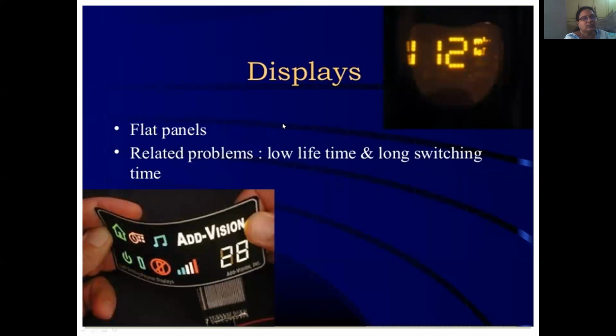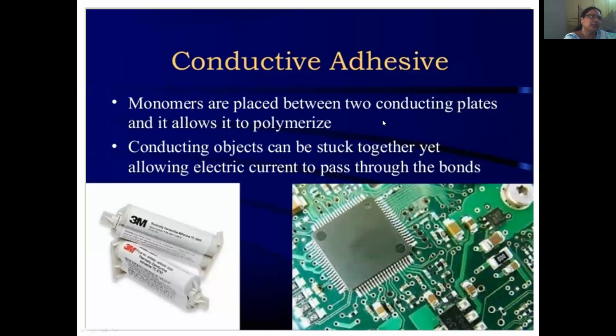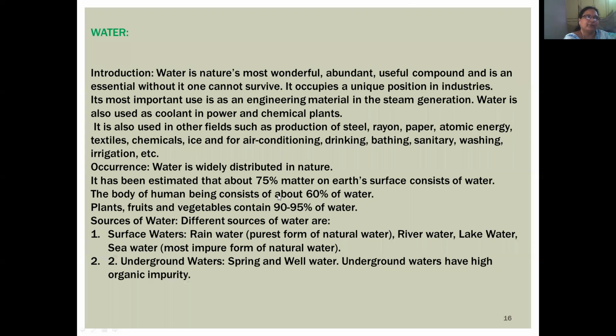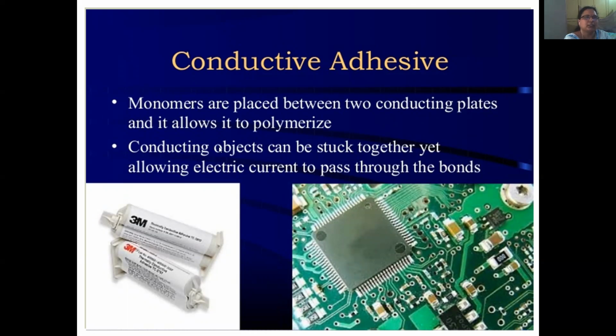Then these can be used as displays, that is flat panels, with low lifetime and long switching times. So we can know that mobile gives two different types of lights, that is while charging and while discharging. Similarly, these displays are made from conducting polymers. Then these can be used also as adhesives. Right, so these are the applications of conducting polymers.